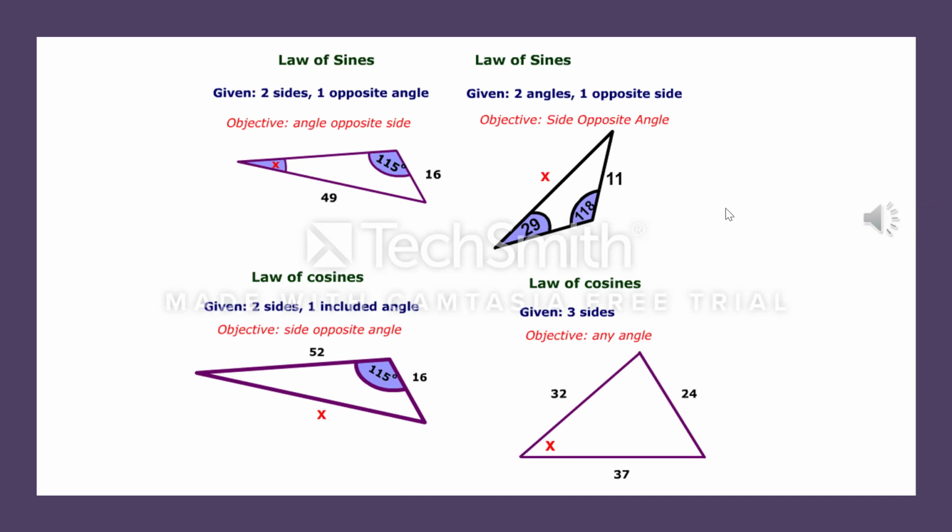This slide is an example of the law of sines and law of cosines. The law of sines is used when given two sides and one opposite angle, and the objective is the angle opposite the side. The law of cosines is used when given two sides and one included angle, and the objective is the side opposite the angle.